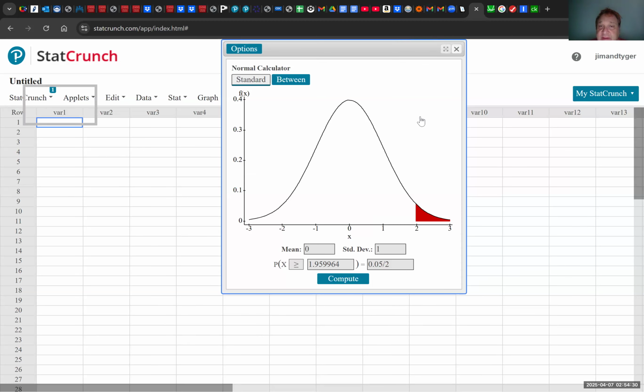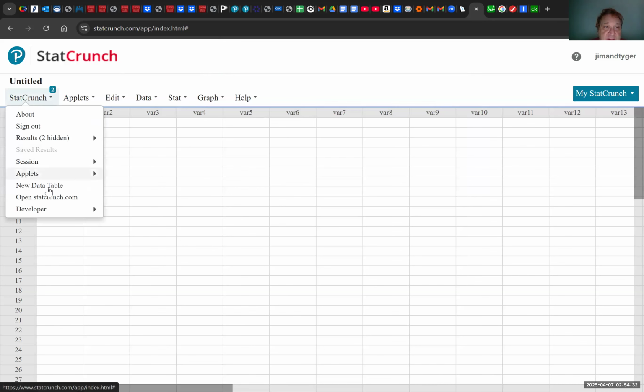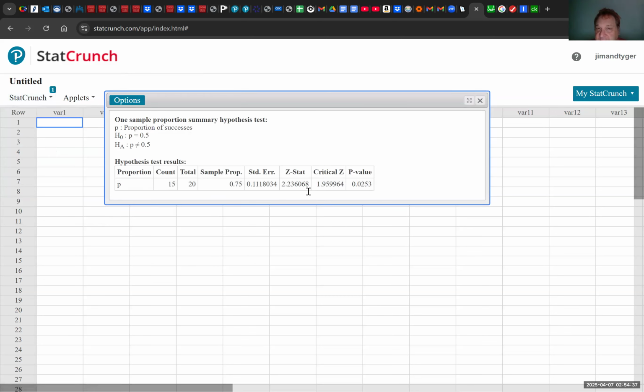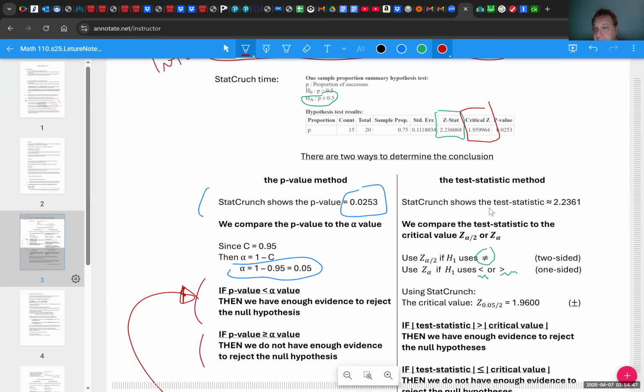So let me hide this and open up my proportion. So there's the 1.9599 number. That's our critical value, our Z alpha over 2 value. All right, back to this one. So we have our critical Z value, which is 1.96 if you round it. Okay, so we're going to be comparing now the Z-stat and the critical Z value, whether you got it from the readout or did it separately by hand, using the normal distribution.